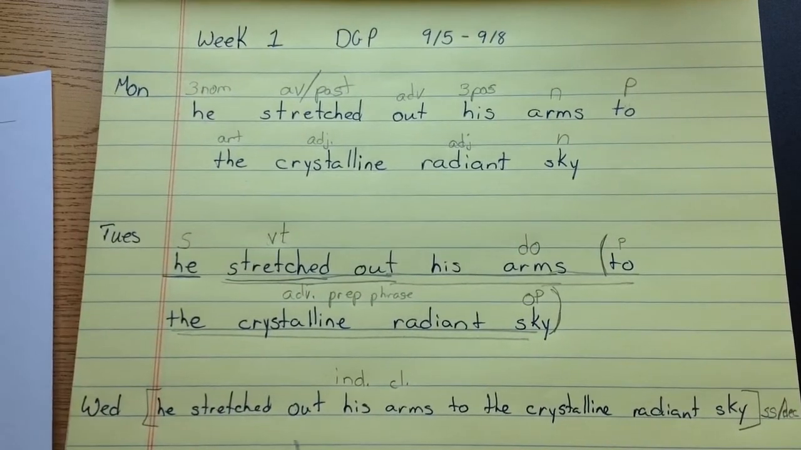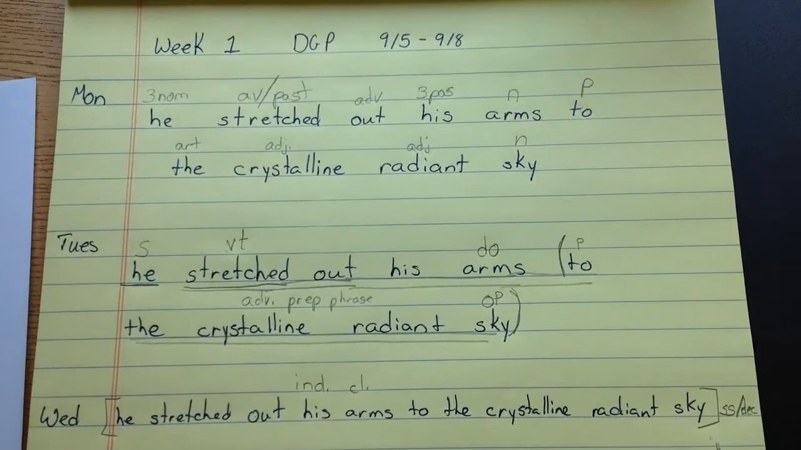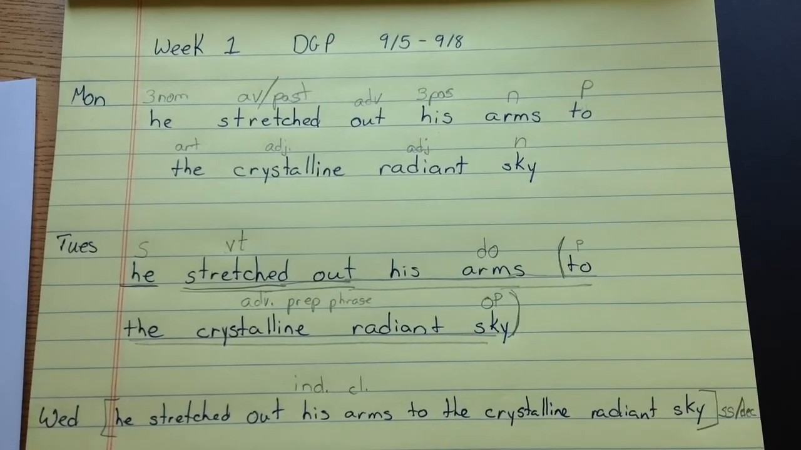So now I know this is one independent clause, which means it is a simple sentence, and it's giving information, so it is declarative. And Wednesday is done.